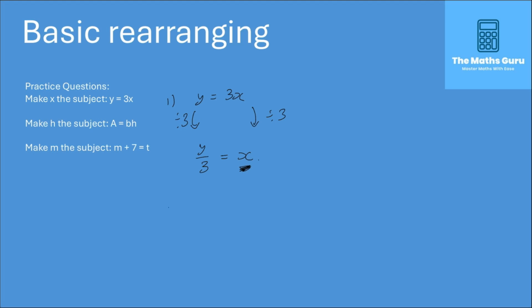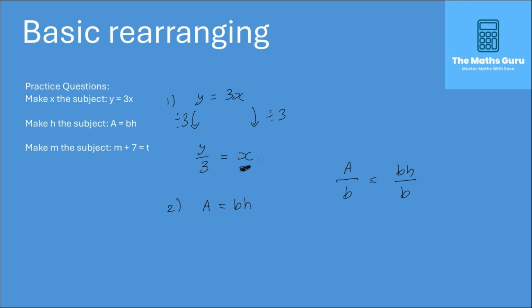Looking at question number 2, it says make h the subject of the formula when we have a equals bh. In this case, h is being multiplied by b. To reverse this and get h by itself, we need to divide through by b. And if you don't understand why b divided by b cancels out, in this case it's going to be bh over b, because I said we need to divide through on both sides by b.